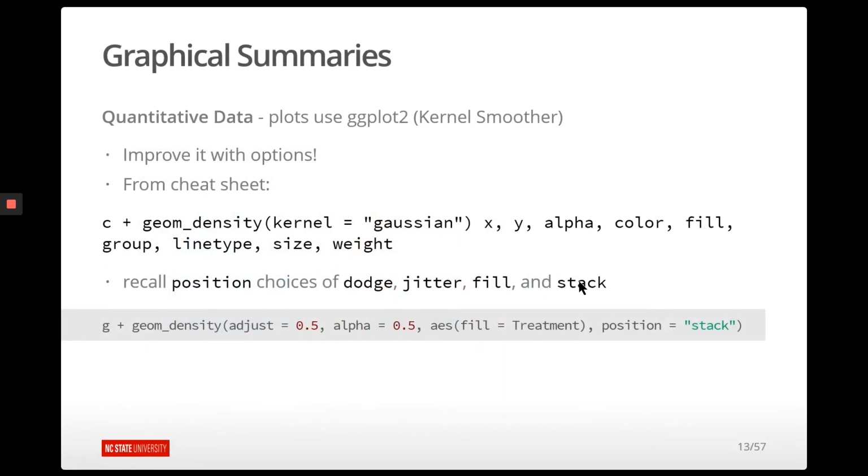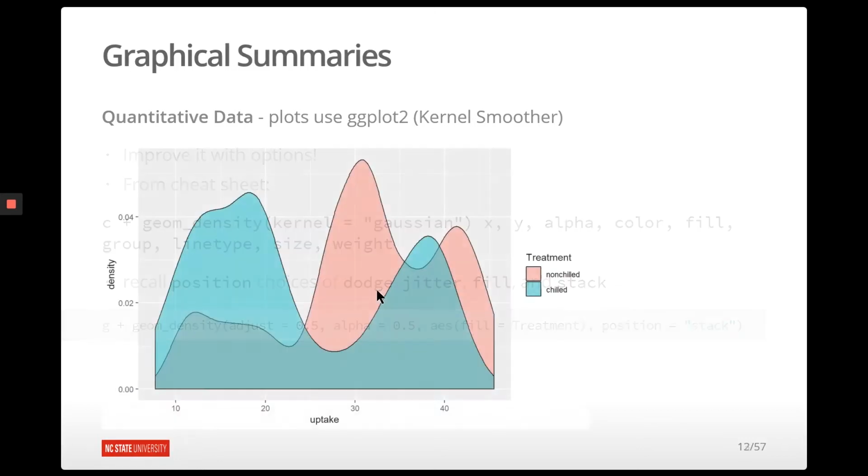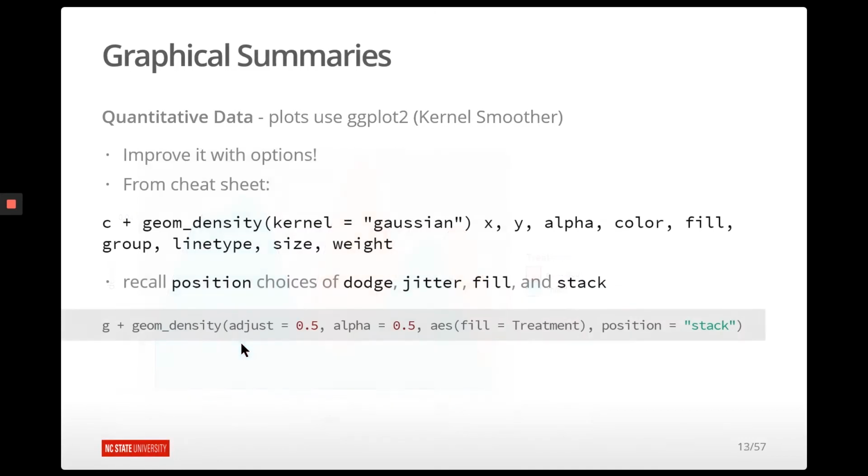Okay, if you go back to our bar plot discussion, we talked about the idea that you can do position arguments as well. And so those follow through to these other types of layers too. And so there are position options of dodge, jitter, fill, and stack. And so rather than having these things sort of underneath each other, what we might do is just stack them on top of each other.